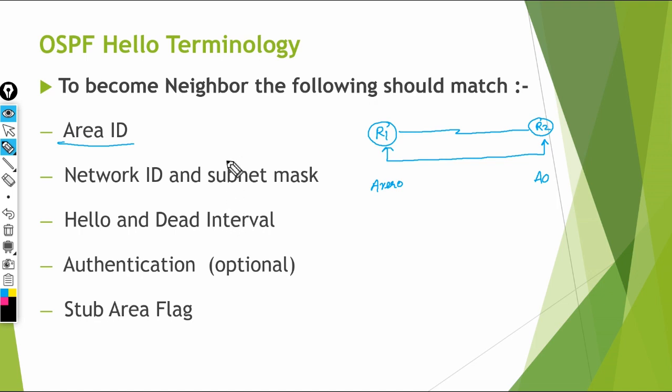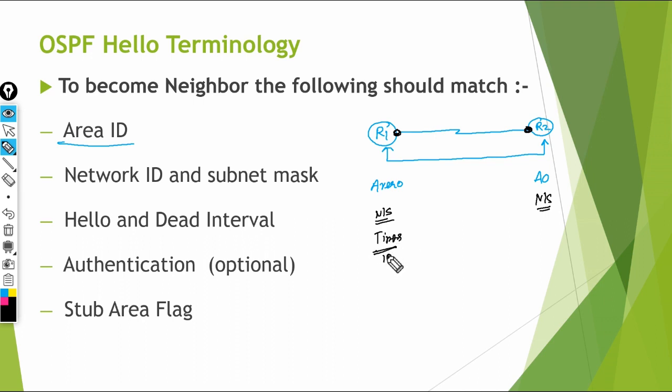And after that, network ID and subnet mask. You configure some network ID and subnet mask here, and network ID and subnet mask there. They must belong to the same network and subnet. Same network and subnet, then only they will form the neighborship. Third criteria is to check your timers.